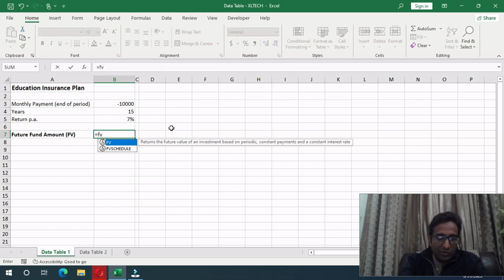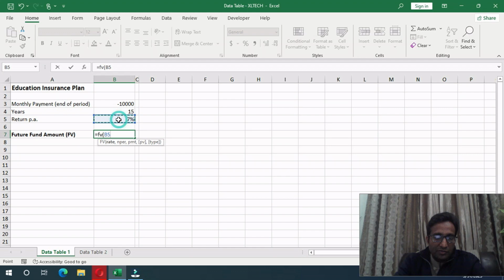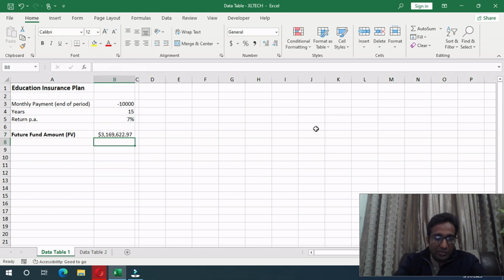Equals future value, FV. First of all, you have to take this rate of return, but this is per annum, so you have to divide it by 12 to convert it into monthly. Then you need the number of periods, so this is 15 years multiplied by 12, which converts it into months, and this is the monthly payment that you are planning to make. Then you don't need to add any other things. Close this function, enter. So this is the amount that you will have after 15 years.